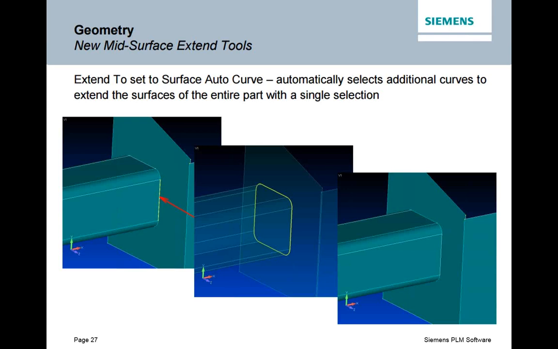And there's a mid-surface extend tool, the extend tool, extend to surface with auto curve. So this will automatically select additional curves to extend the surfaces of the entire part with a single selection. So here you've got what looks like a box beam connected to a flange, and if it didn't quite meet up before, you needed to extend it to that flange surface. Then you can just select one of these curves to do the extension, and it will automatically move the location of all those curves to be coincident with that surface.